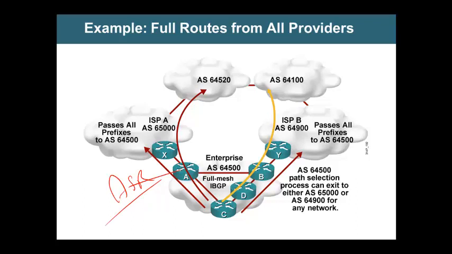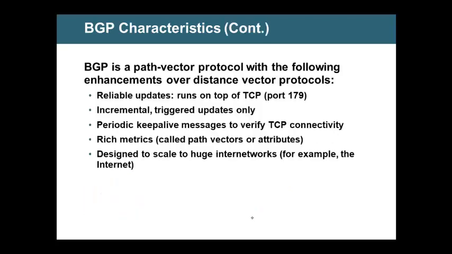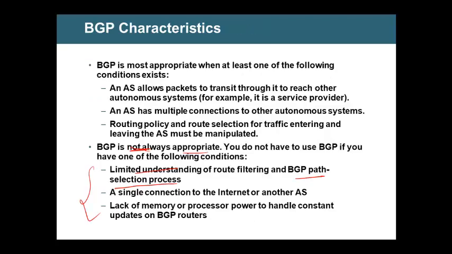Next. BGP is a path vector protocol. We saw that, right? Now, same like a distance vector protocol, it will operate like hop count. But here one hop is an autonomous system. That is very important to remember.